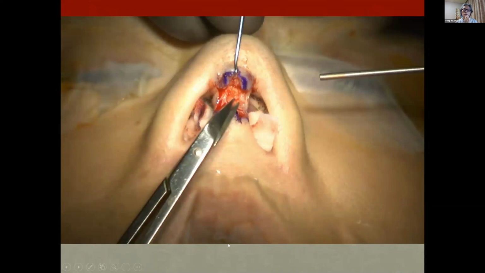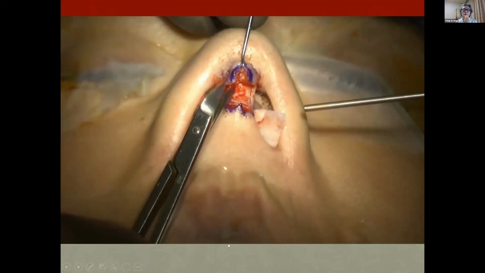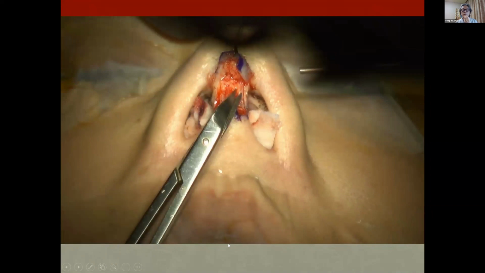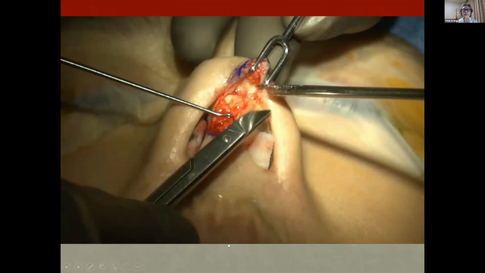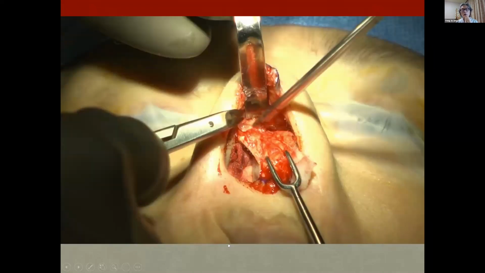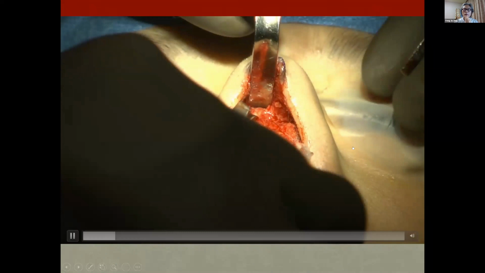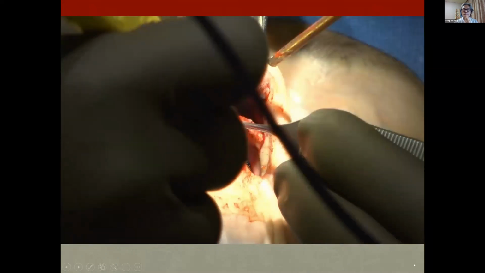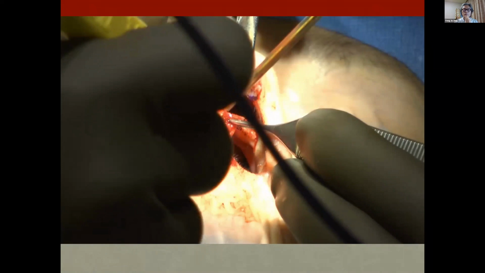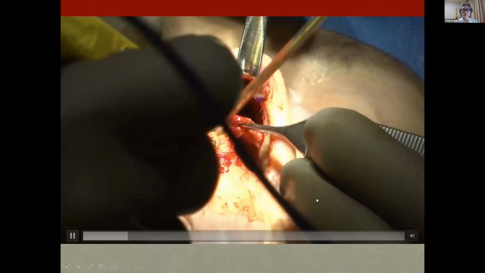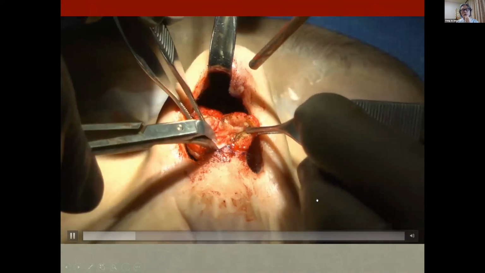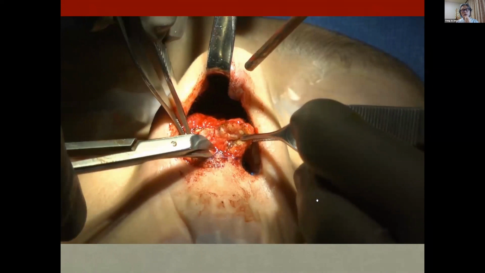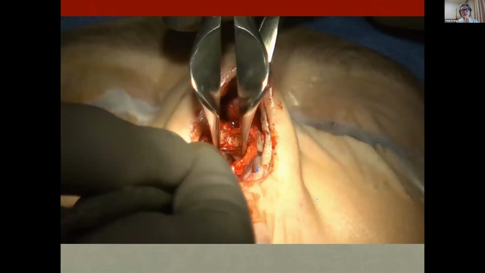So I'm dissecting his skin. As you can see, not that much bleeding, severe fibrosis, scar tissue everywhere. It's very difficult to dissect. I'm trying to make a pocket between both medial crura. And then I tried dissection of the septal mucoperichondrium because there was severe caudal septal deviation, but I found it was very, very difficult.